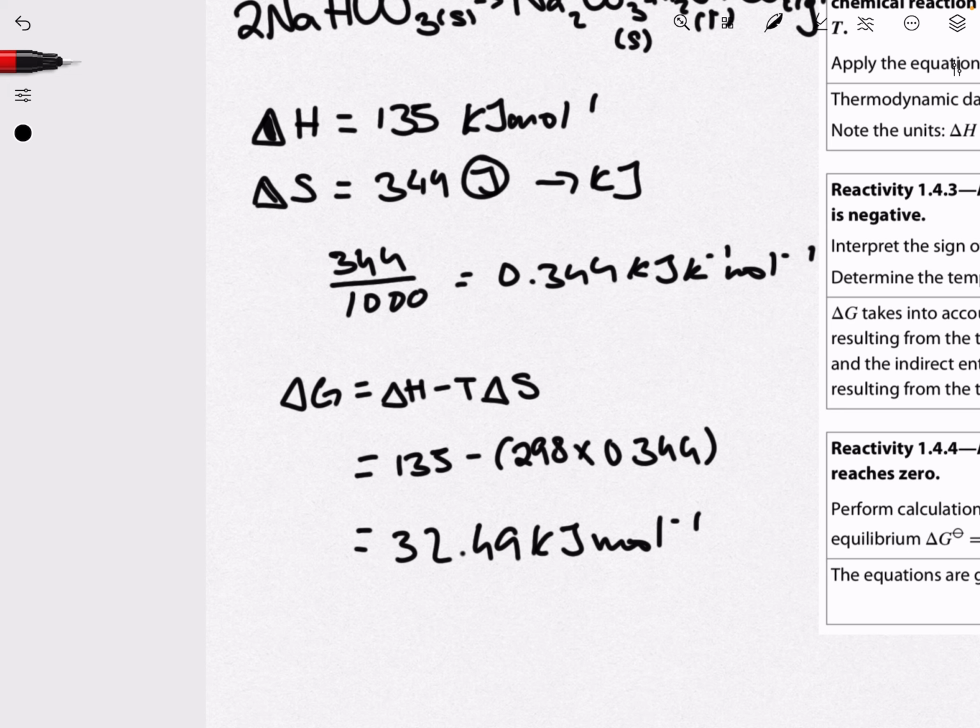Now, step further, what would this tell you about this reaction? It tells you that at this temperature of 498 Kelvin, this reaction is not spontaneous, it is not favorable. But if we were to say increase temperature, this reaction would be more feasible.